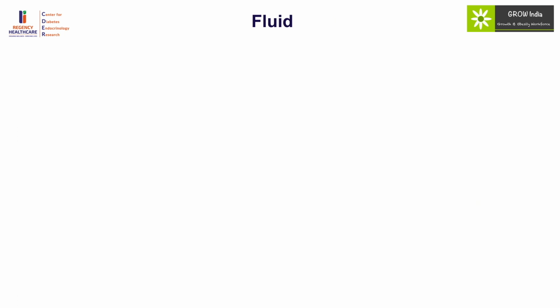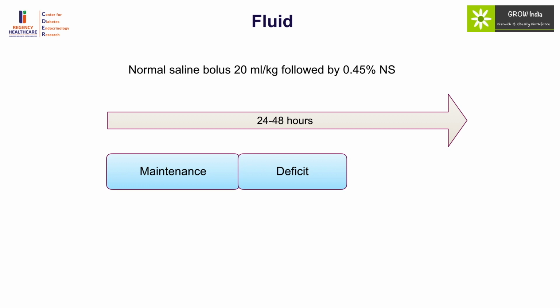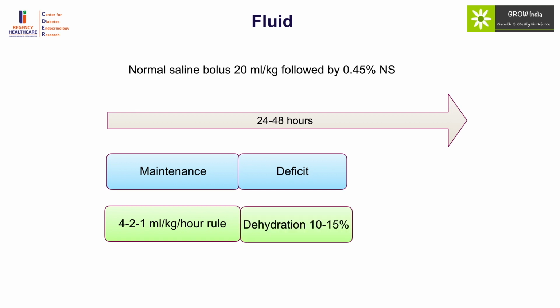So the fluid management basically starts with a normal saline bolus, which is higher compared to DKA, of 20 ml per kg, followed by 0.45% normal saline. The maintenance and deficit are to be corrected over 24 to 48 hours. The maintenance can be calculated via the 4-to-1 rule, and dehydration is usually higher compared to DKA, to the tune of around 10 to 15%.